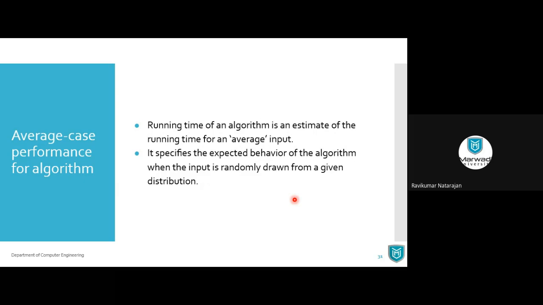So now again, average case performance. I said you just find the best and worst case, and from that you can take an average. Which means the running time of an algorithm is an estimate of the running time for an average input. So you just find the average of both, when you find best and worst. So what is given here? The second point.